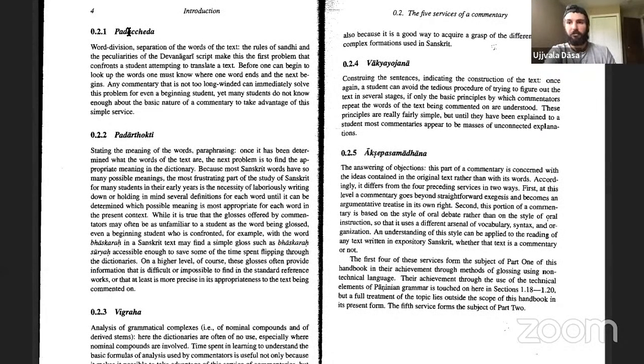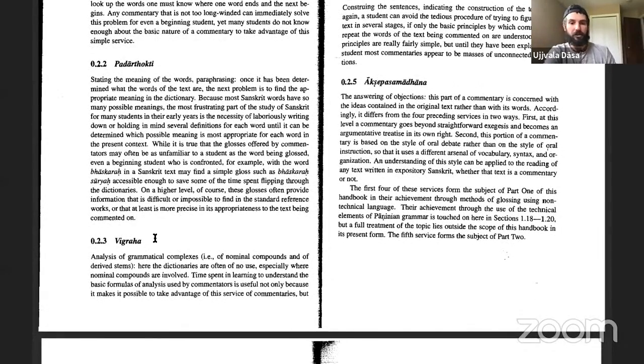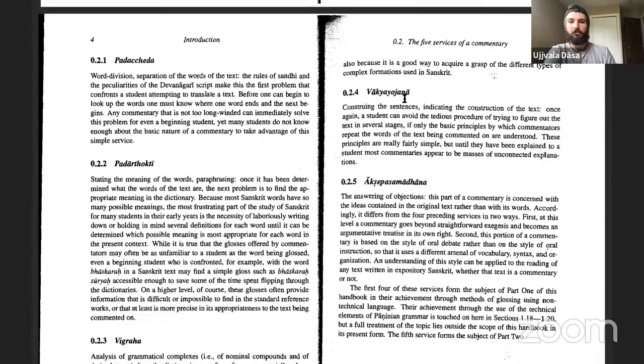So padacheda, like breaking the sandhi. Padarthokti, giving the meaning of the words. It's like atma, manaha, defining. Vigraha, breaking the samasas. Vakya yojana, giving some sense to the sentences, so like putting them in a syntactical order. In other words, doing anvaya, basically. Vakya yojana.